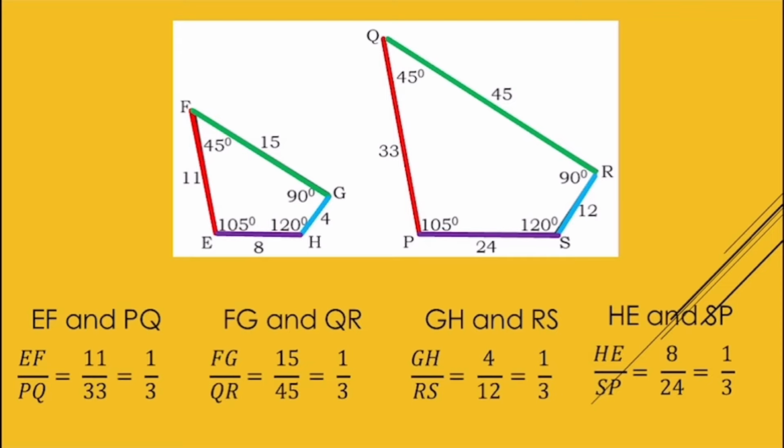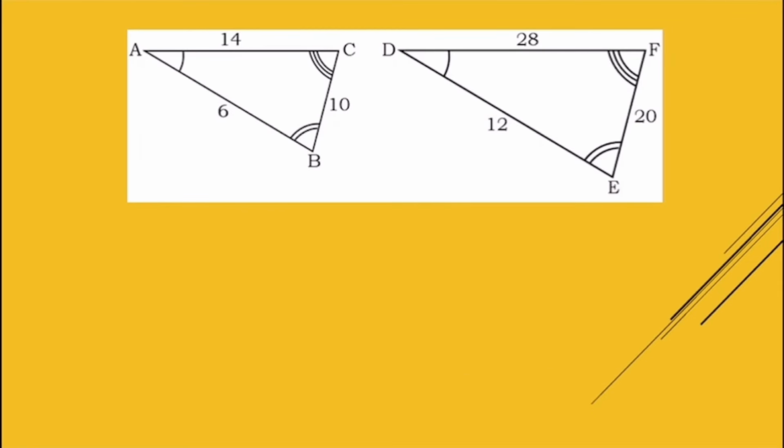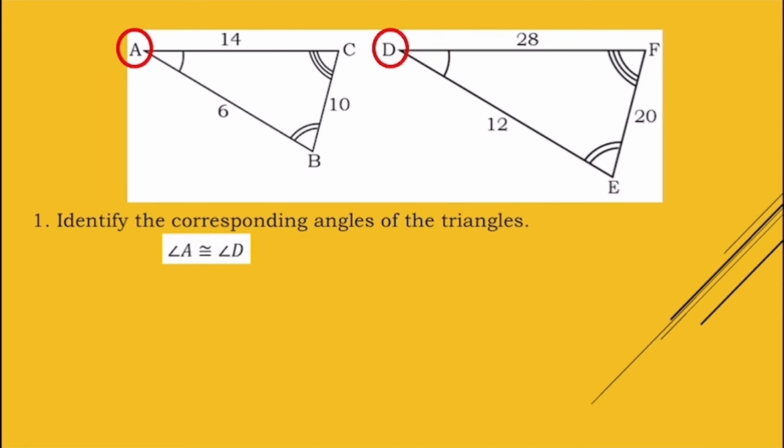Now, let's have an example. For our first example, in the figure on the slide, triangle ABC corresponds to triangle DEF. So let's answer the following question. For number 1, or for the first question, identify the corresponding angles of the triangles. So the corresponding angles are: angle A is congruent to angle D.